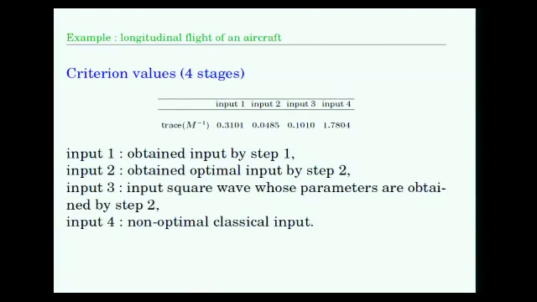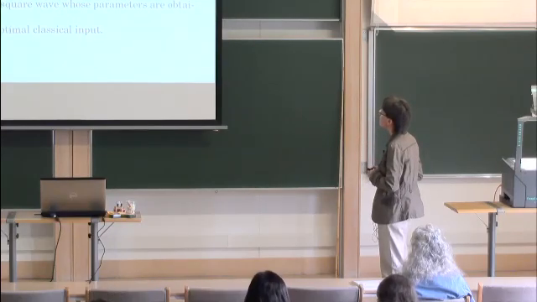Thus, some values for the criterion, for the trace of the inverse of the matrix. Here, in the first column, this is the input obtained by step 1, by using the dynamic programming principle. The input 2 is the optimal input obtained by step 2. By input 3, it means the input obtained with square wave inputs whose parameters are obtained by step 2. And input 4 is a non-optimal classical input. In this table, we can see that the input 2 gives the smallest value.